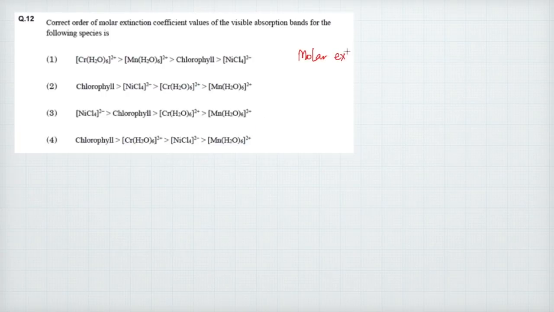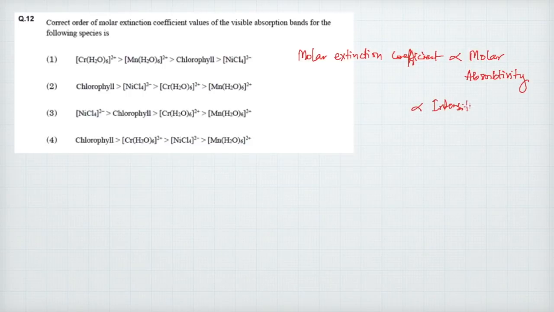okay, molar extinction coefficient is actually going to be proportional to your molar absorptivity. Okay, if you know molar absorptivity, you can easily tell the molar extinction coefficient from the formula, right? And this molar absorptivity is actually going to be proportional to your intensity of the band. Okay, that is how intense the band is, intensity of absorption band.